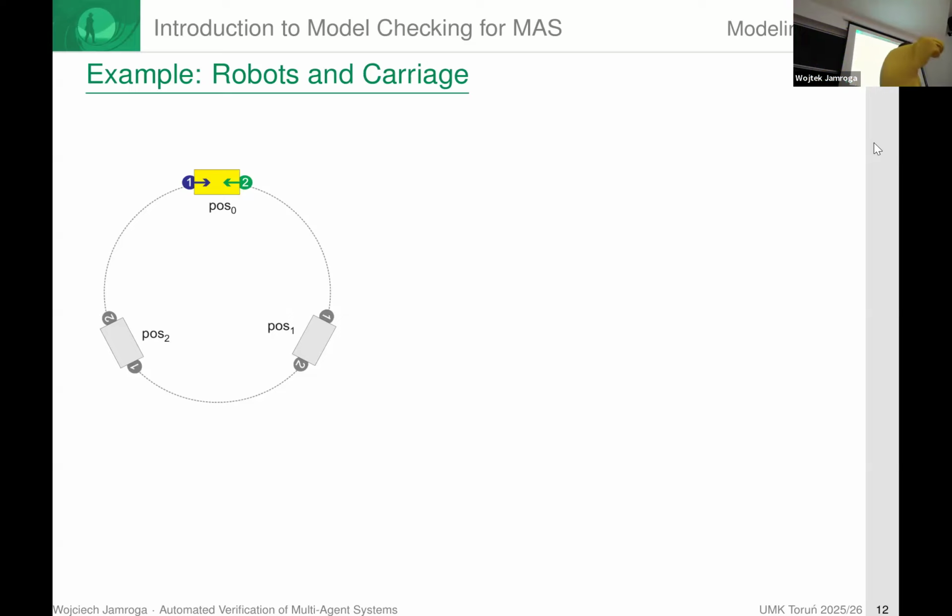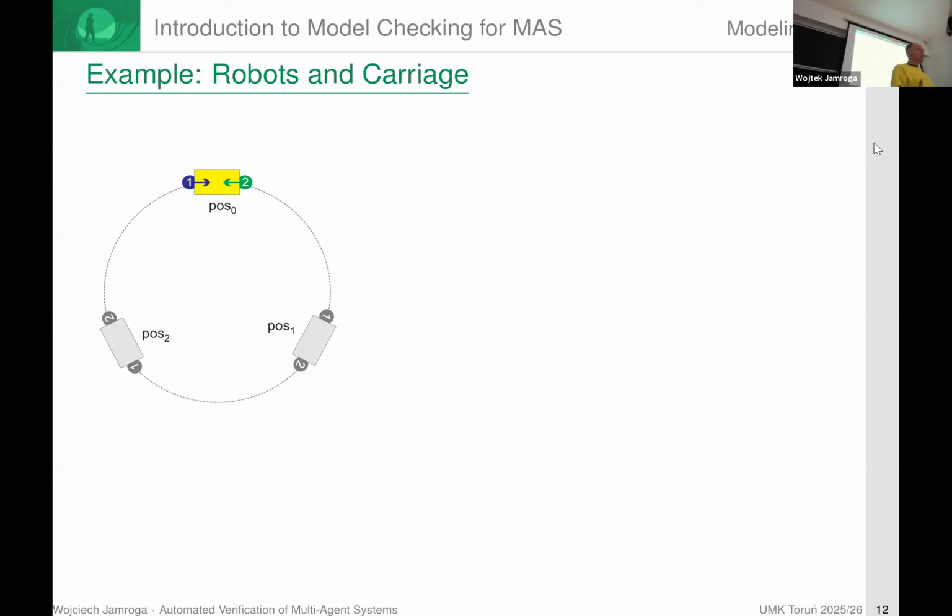Okay, so a very simple example. Let's say we want to model the interaction of 2 robots. There is a carriage on a circular track. There are 2 robots on the opposite sides of the carriage. Each of them can push or do nothing. If they both do nothing, nothing changes. If they both push, we assume they push with the same force, so nothing changes as well. If one pushes, the other one waits, then the carriage is moving either clockwise or anti-clockwise.